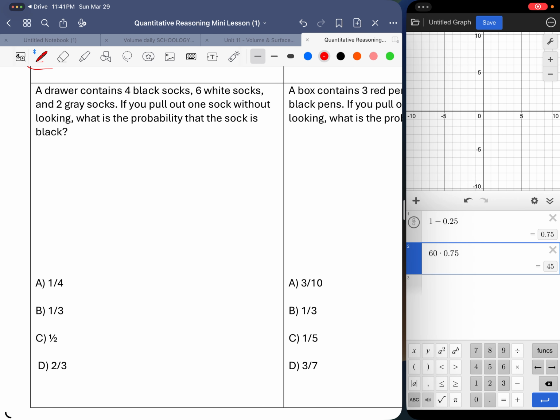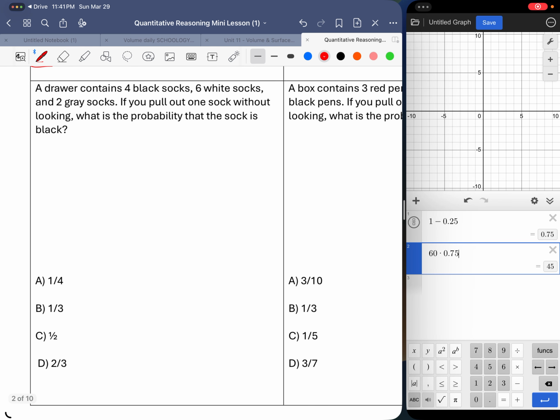Now here, a drawer contains 4 black socks. Okay, we did it in class. So there's a container. We have 4 black socks, 6 white socks, and 2 gray socks. So altogether, we have 12 socks. And you're going to pull 1 sock without looking. What's the probability that the sock is black?